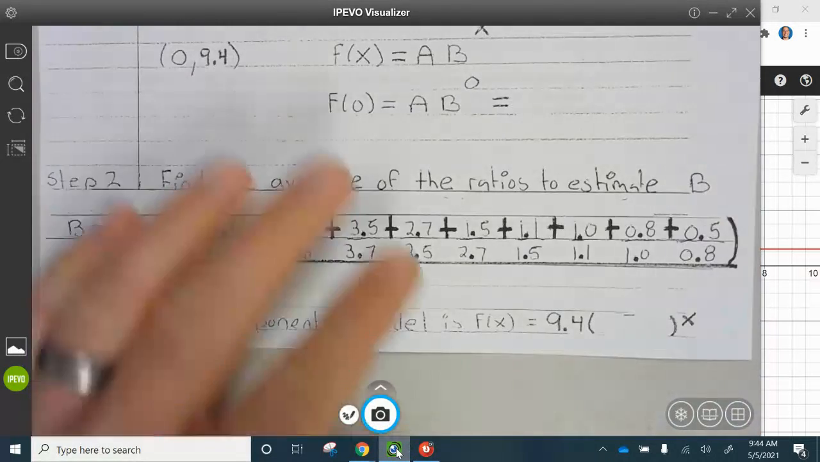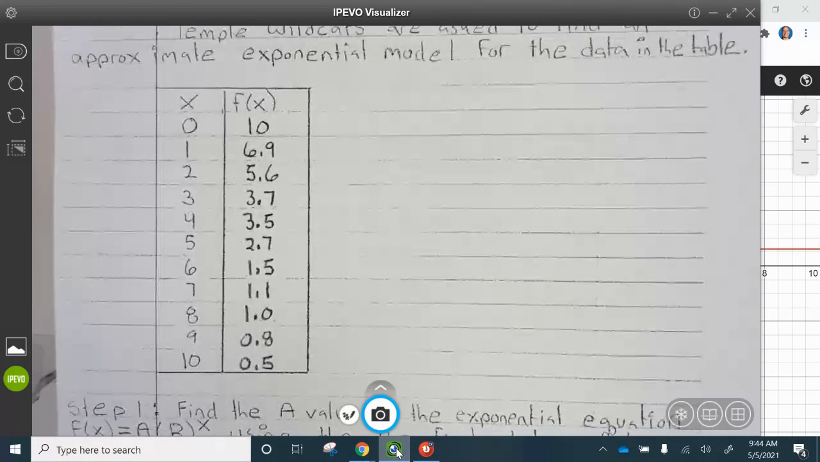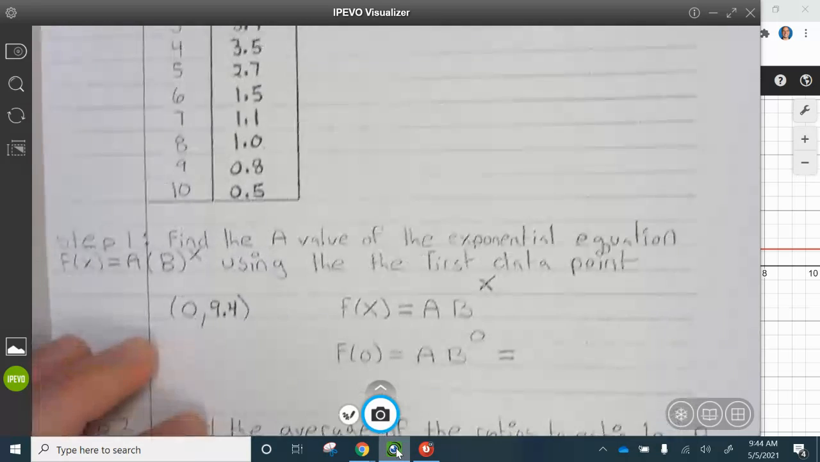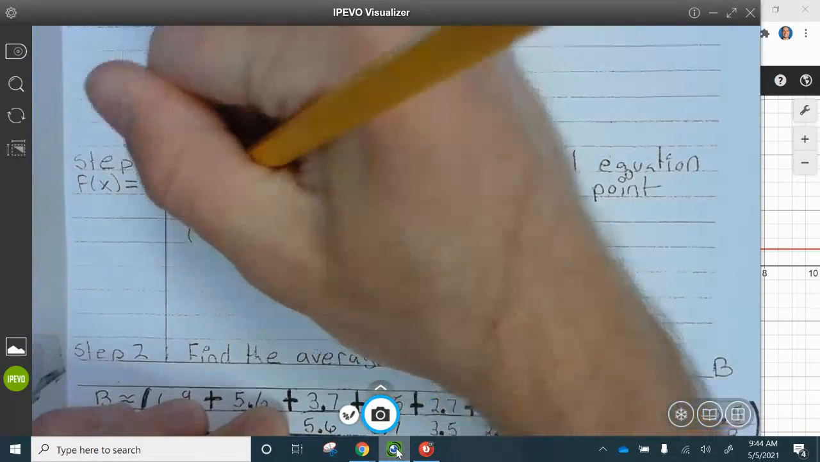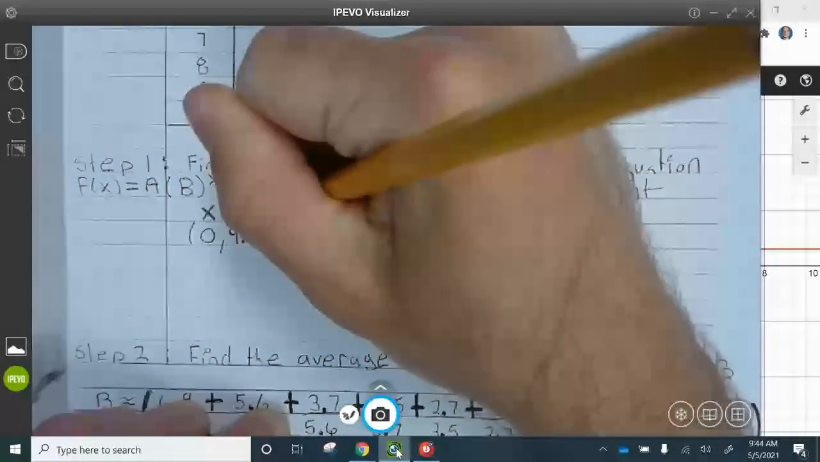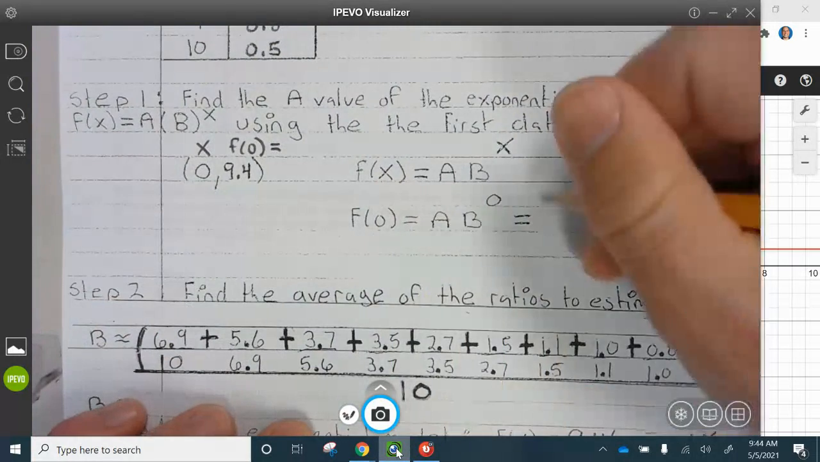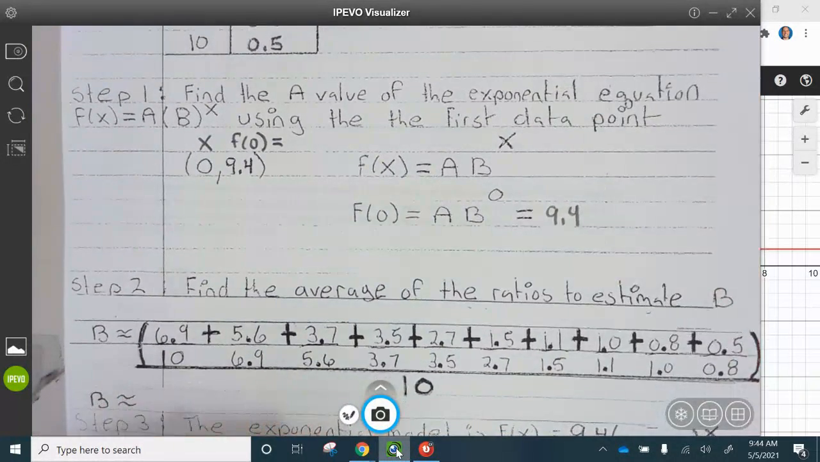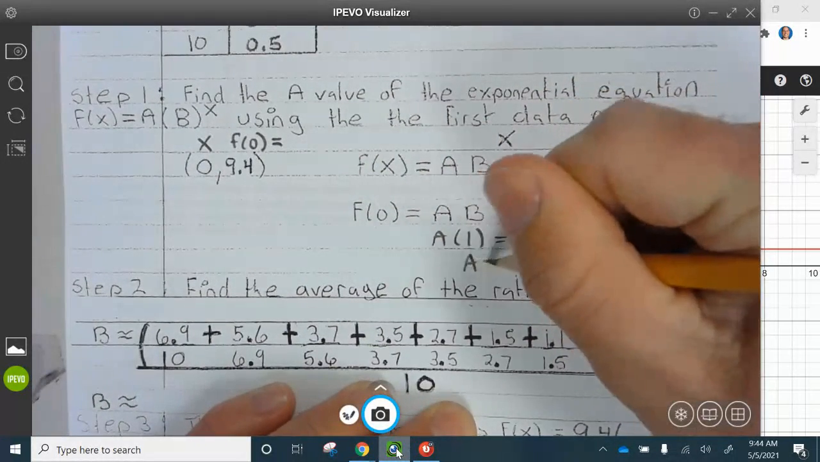All right, question 7 of 10. Temple Wildcats are asked to find an approximate exponential model for the data in the table. So here's your table. Step 1, find the a value of the exponential equation f of x equals a times b to the x using the first data point, 0, 9.4. So this is x. This is f of 0. So f of 0 equals a times b to the 0, which is 9.4. So then that's a times 1 equals 9.4. So a equals 9.4.